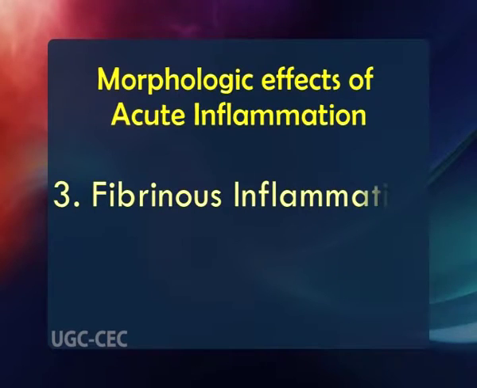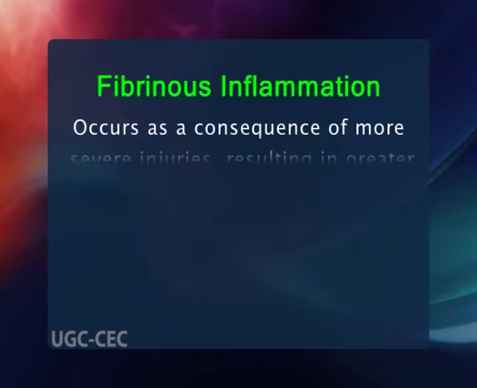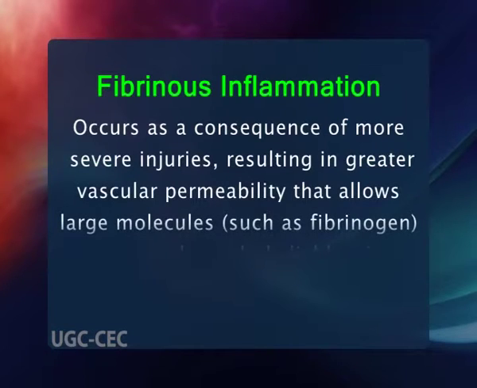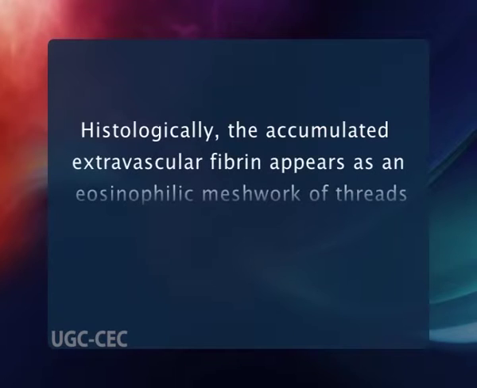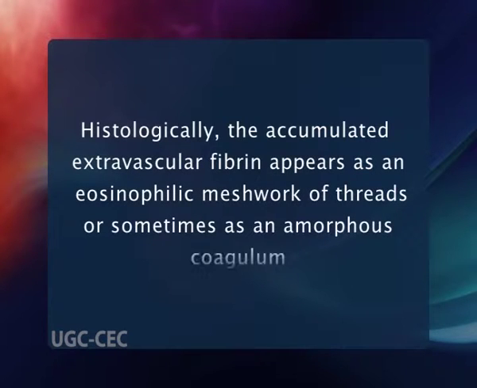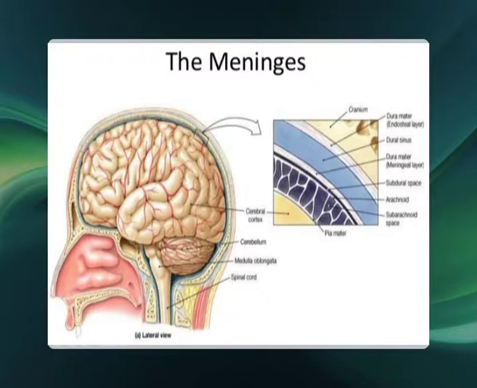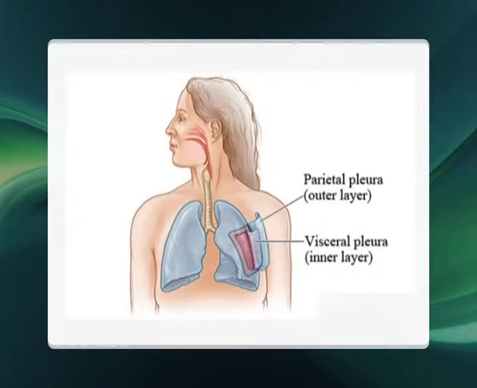Third, fibrinous inflammation occurs as a consequence of more severe injuries resulting in greater vascular permeability that allows larger molecules to pass through the endothelial barrier. Histologically, the accumulated extravascular fibrin appears as an eosinophilic meshwork of threads or sometimes as an amorphous coagulum. A fibrinous exudate is characteristic of inflammation in the lining of body cavities such as the meninges, pericardium and pleura.